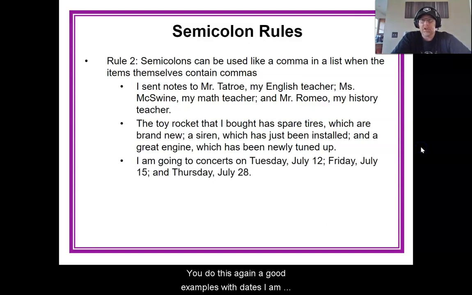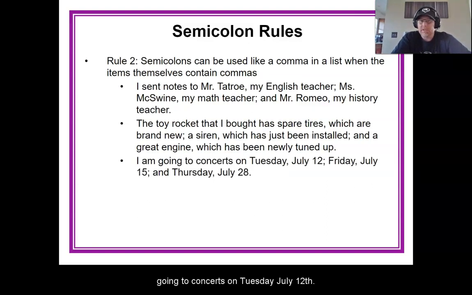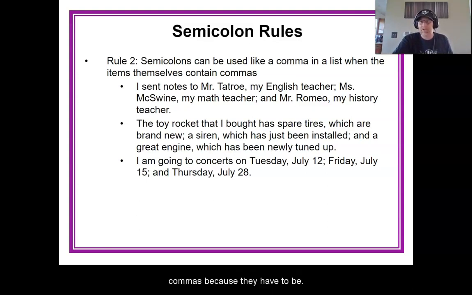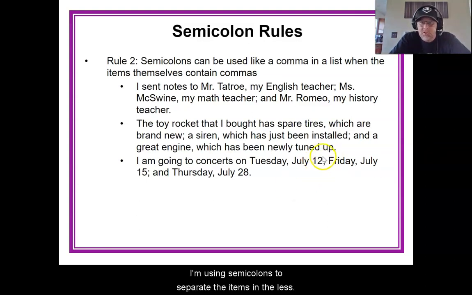You do this again, a good example is with dates. I am going to concerts on Tuesday, July 12th; Friday, July 15th; and Thursday, July 28th, right? And so each of my dates are being separated with commas because they have to be. And because I already have those commas, I'm using semicolons to separate the items in the list.